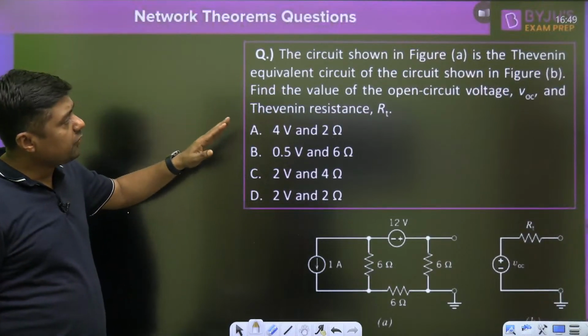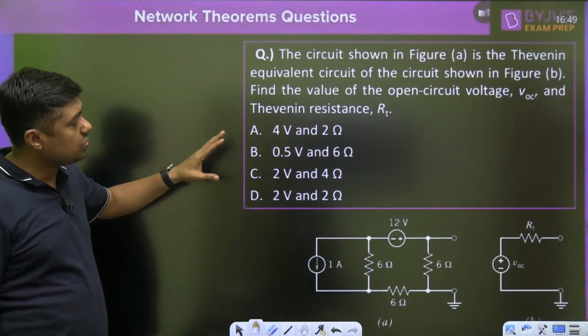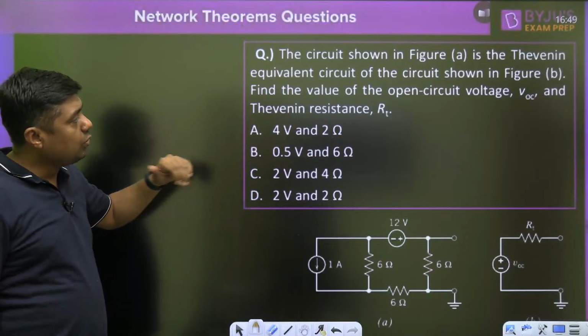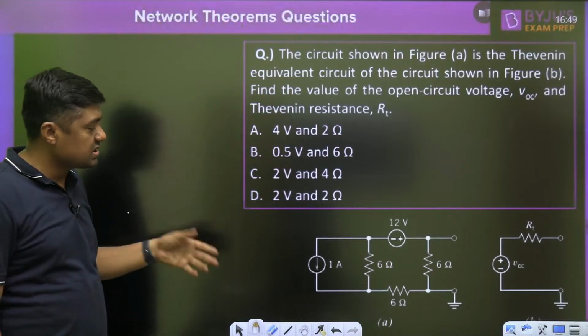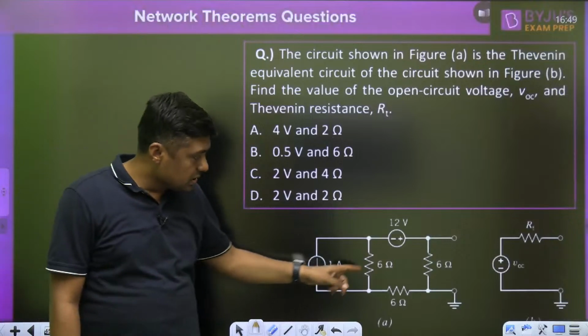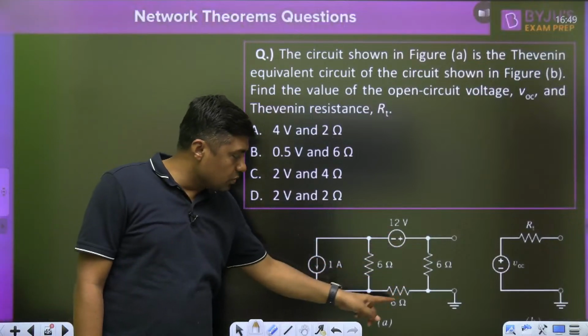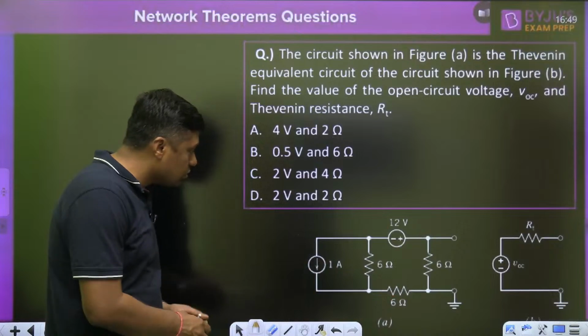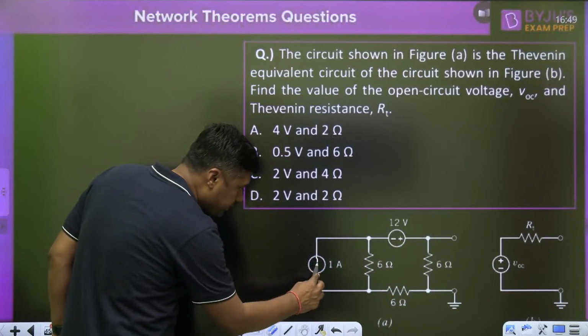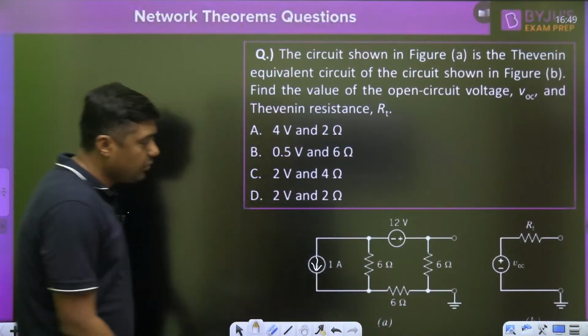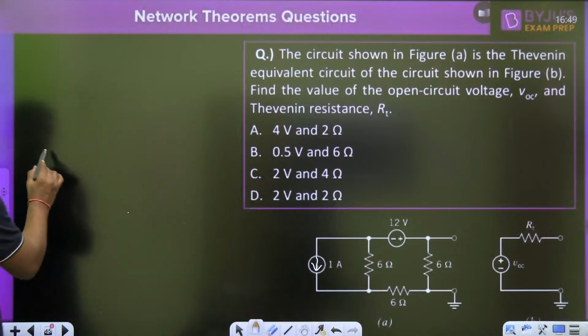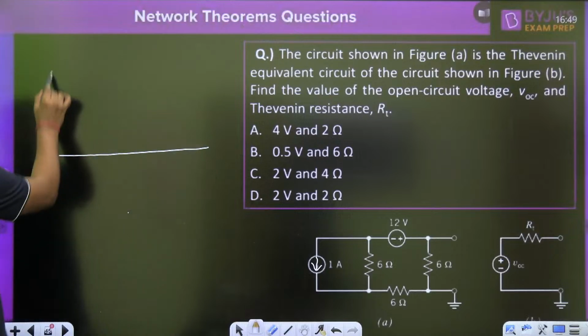The circuit shown in the figure, the Thevenin's equivalent of the circuit shown in the next figure. Find the value of open circuit voltage and Thevenin's resistance for this diagram. Watch this. This is the 12 volt battery, 6 ohm, 6 ohm, 6 ohm. This is the 1 ampere current source, but its direction is downward. Okay guys, tell me what will be the answer? What will be the answer?